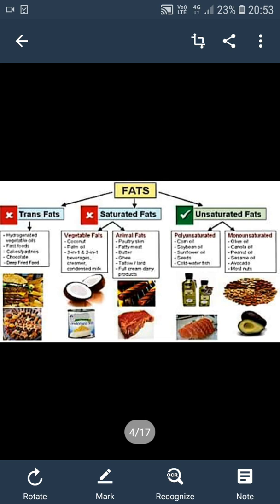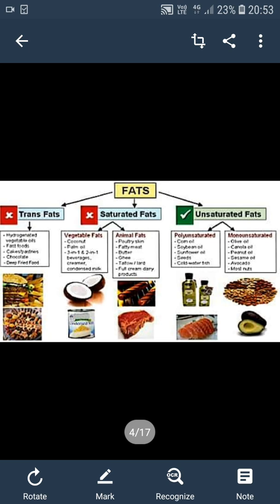If you go with fats, the fats are of 2 types. One is saturated fat, the other one is unsaturated fat. Saturated fats like butter, cream, cheese and ghee are solid at room temperature. Unsaturated fats like olive oil, groundnut oil, sesame oil and mustard oil are mostly liquid at room temperature. That's the difference between saturated fat and unsaturated fat.